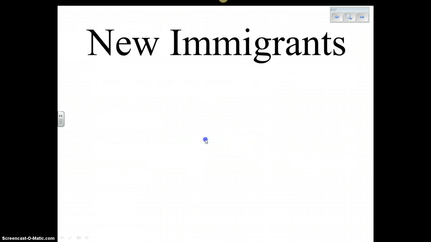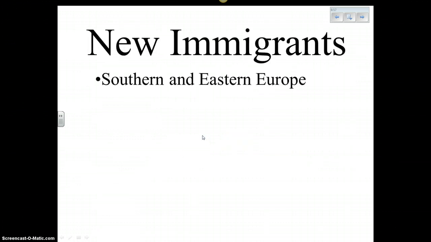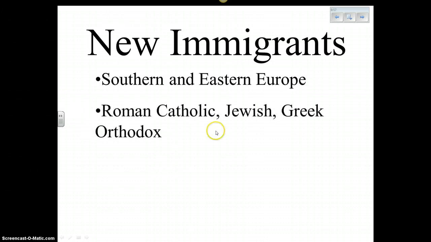If we have old immigrants, we're going to have new immigrants. So when we talk about new immigrants, what are we talking about? Southern Eastern Europe. And I love this unit because it relates. So many of us can go home and talk to our parents or our grandparents about this. If you're from Italy, if you're from Poland, if you're from Greece, if you're from Eastern Europe or Russia, this might be your history that we're talking about.